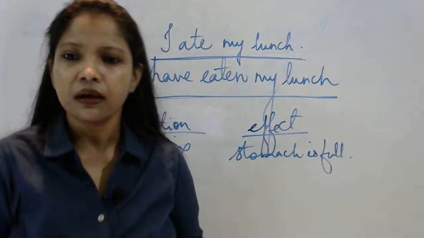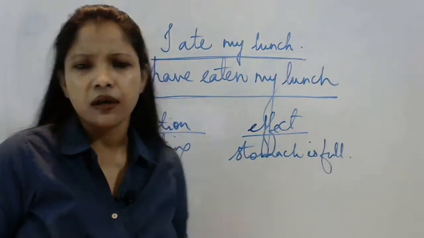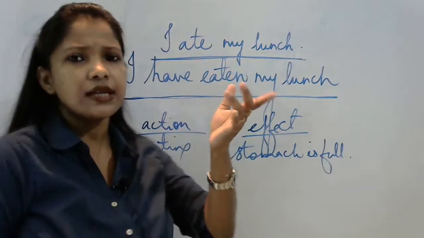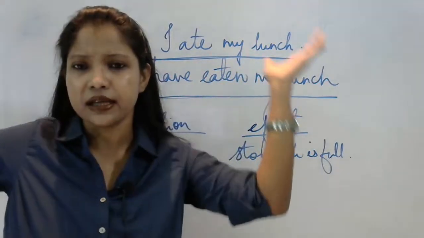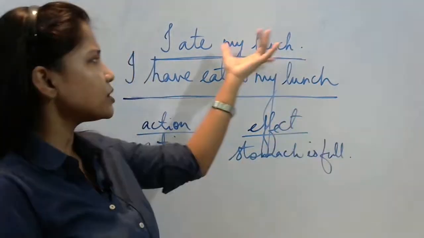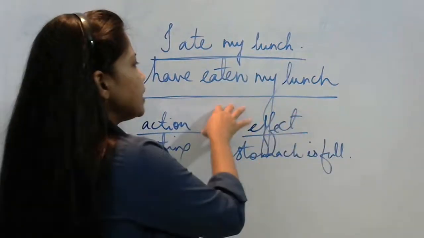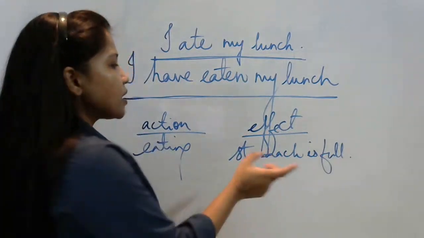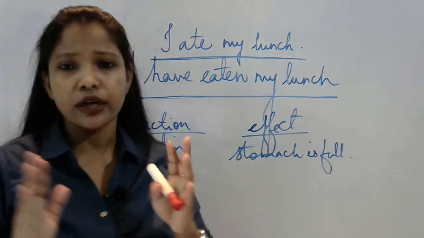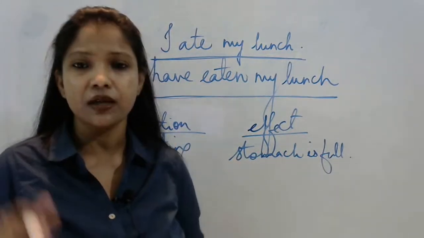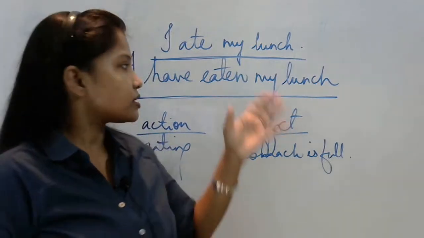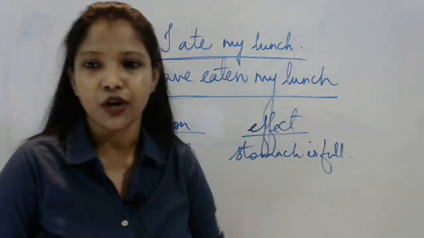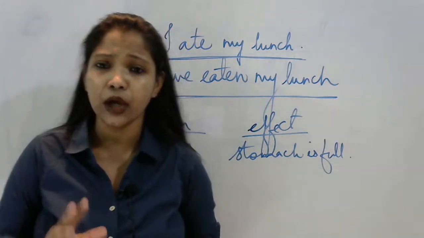Can you understand? What do you mean by difference? I ate my lunch means I ate my lunch 2 days back, 3 days back, 4 days back. Here the time is not mentioned. If I say I have eaten my lunch means it shows that I have eaten my lunch just now and my stomach is filled. Now kindly, if you do not get the point, you can repeat and you can see the recordings because I cannot stick to one part for a longer period of time. I hope you get it.